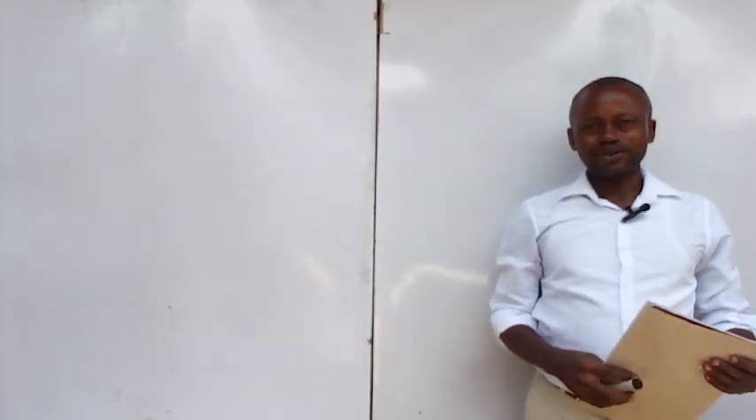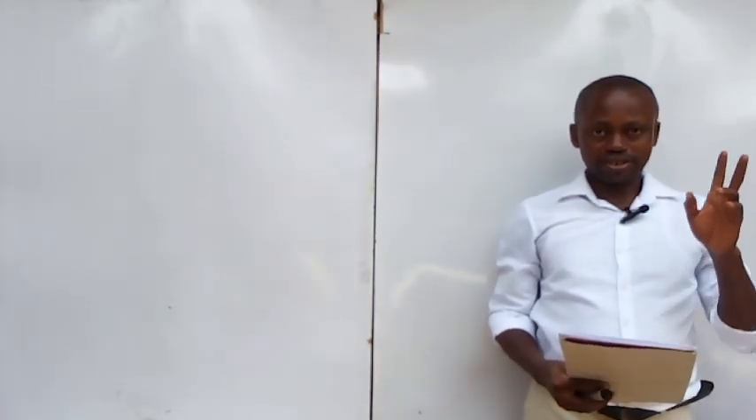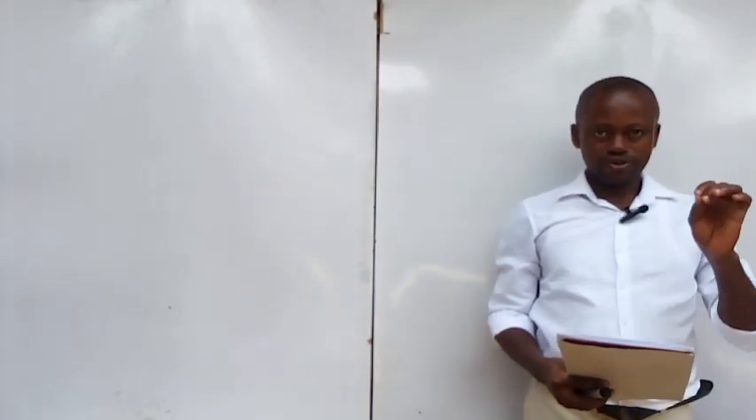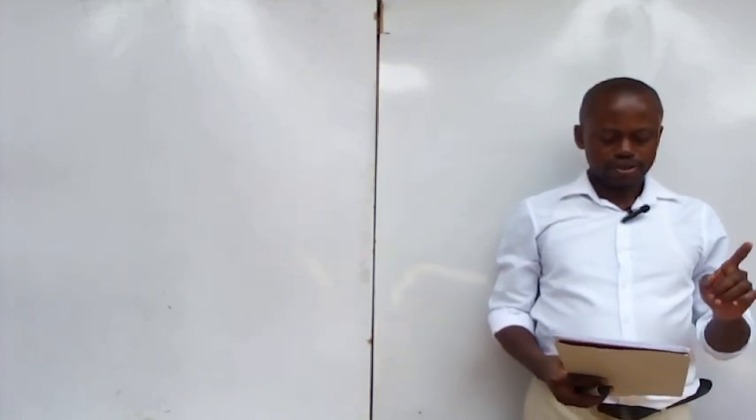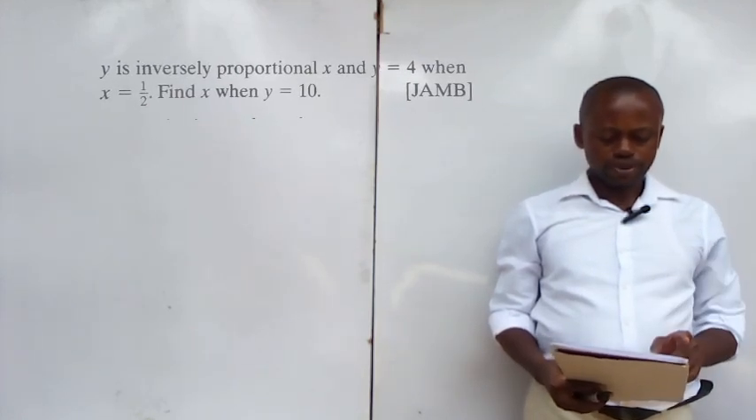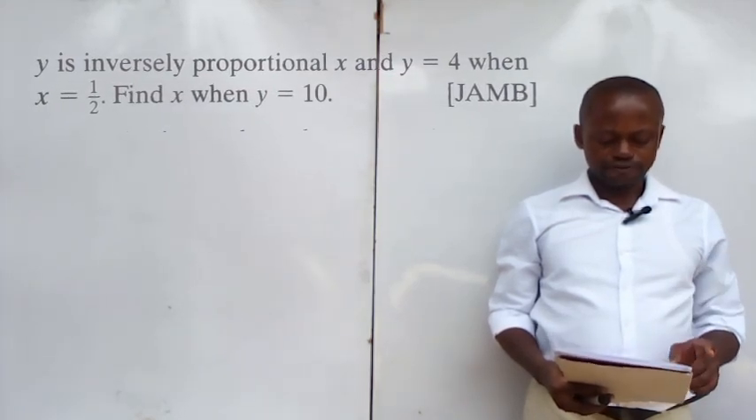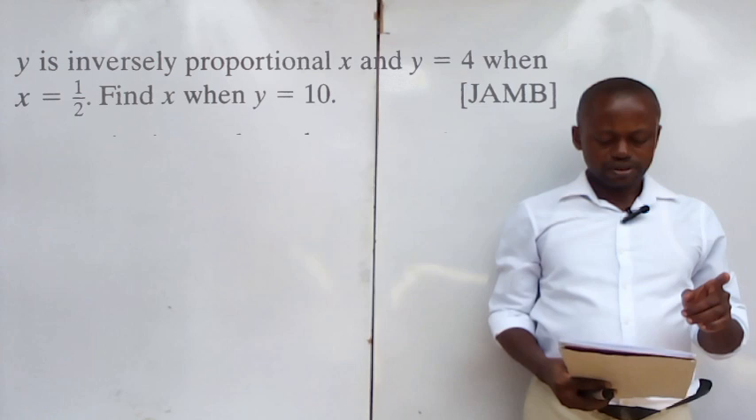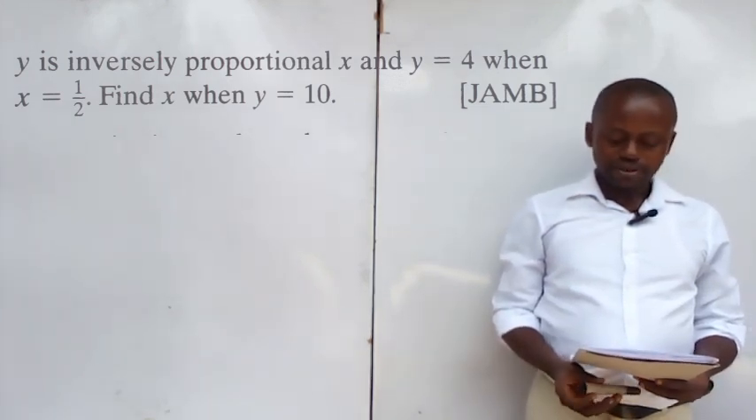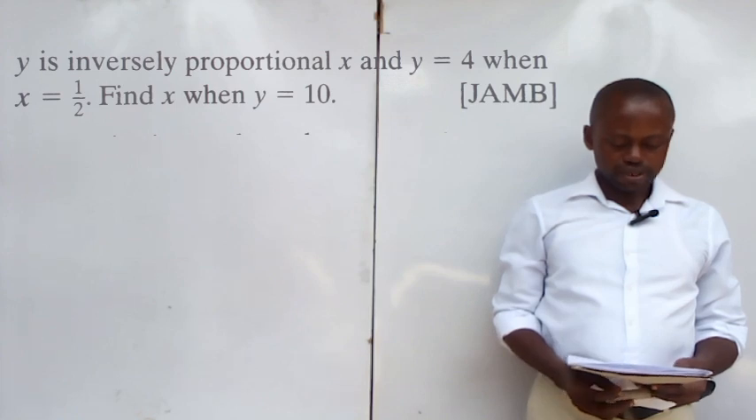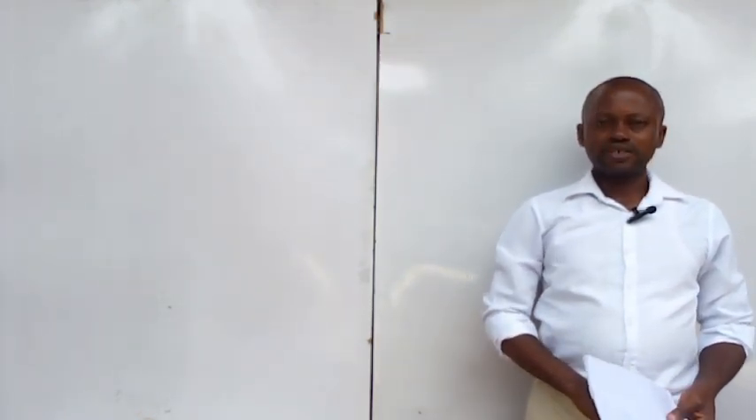All right, we've taken a lot of questions already, and I want to take these two questions at a time. The first one says y is inversely proportional to x, and y is 4 when x is half. Find x when y is 10. It's a JAMB question.